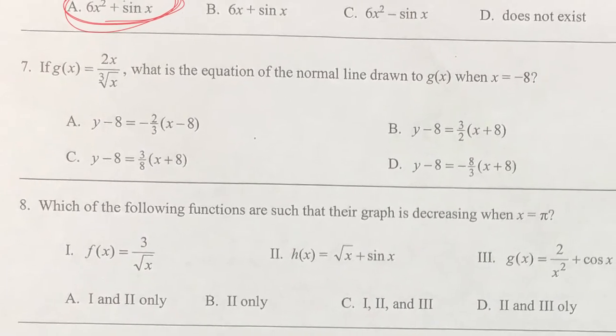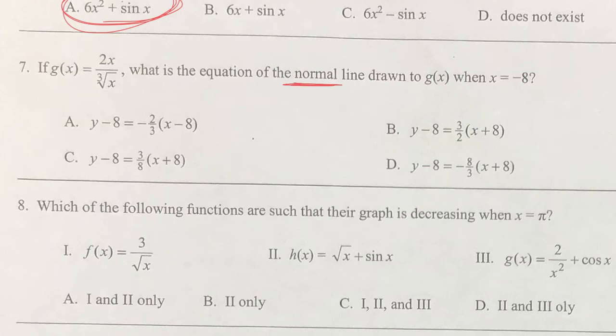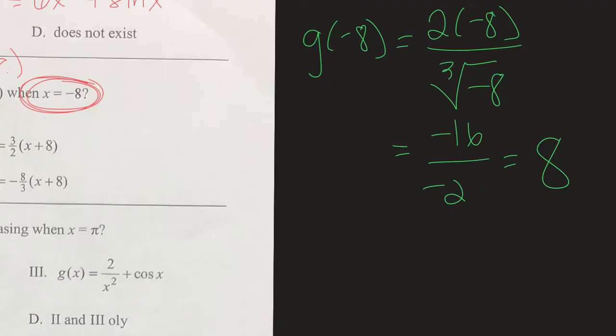Okay, number 7, this is what is the equation of the normal line. So remember, we need 3 things: the x value, the y value, so g of -8, and we need g prime at -8. Okay, so we're going to plug -8 into here first. So pause and try that. I'll be right back. So here I'm back.